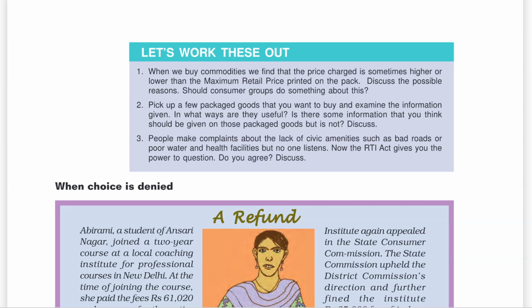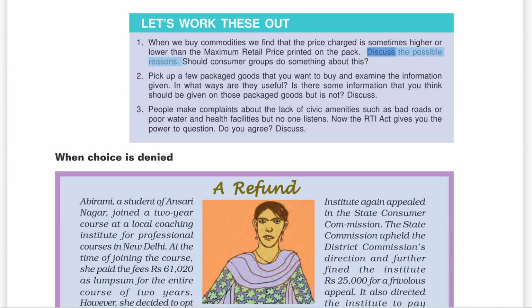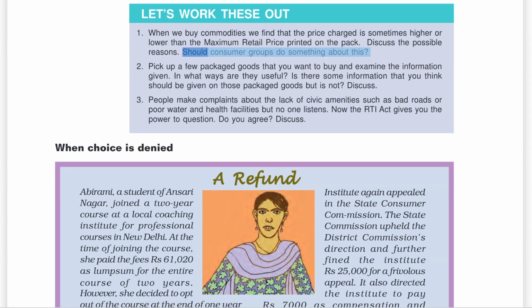Consumer rights. 1. When we buy commodities, we find that the price charged is sometimes higher or lower than the maximum retail price printed on the pack. Discuss the possible reasons. Should consumer groups do something about this?